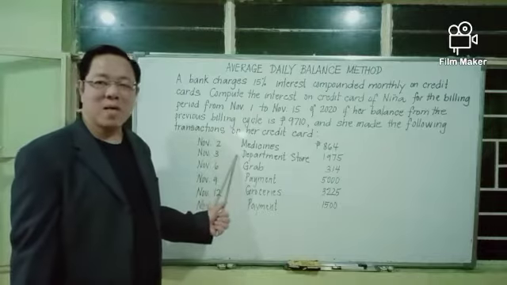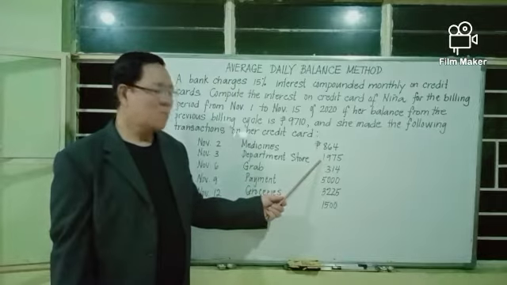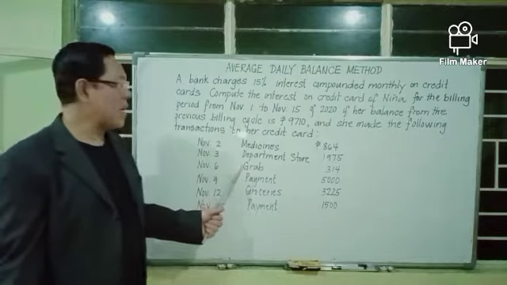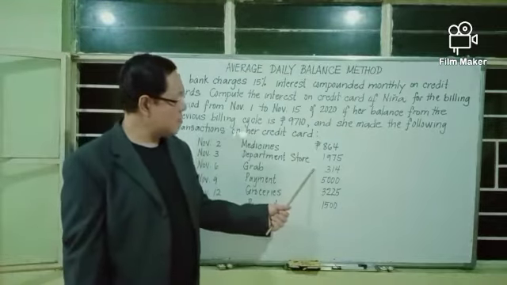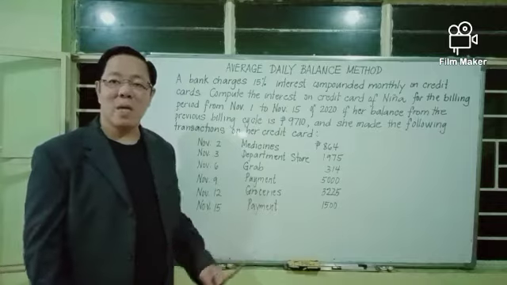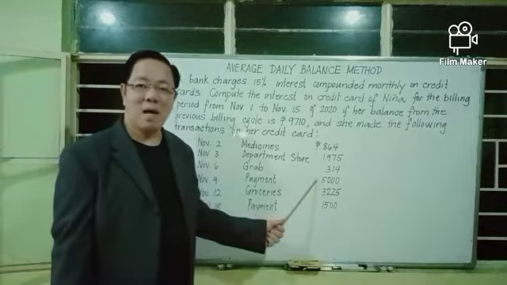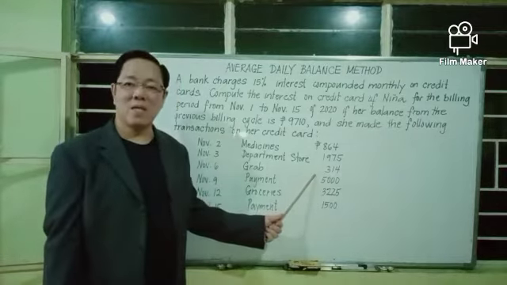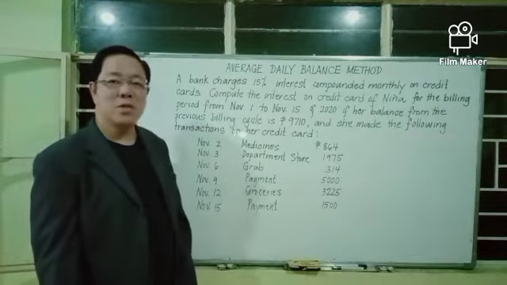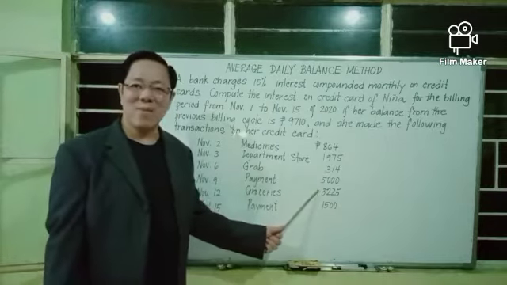On November 3, she made a purchase in a department store using her credit card, and she paid an amount worth 1,975 pesos. On November 6, she took a Grab, and she paid using her credit card, totaling 314 pesos. On November 9, she made a payment to the bank to reduce her credit card balance, an amount of 5,000 pesos. On November 12, she bought groceries and used her credit card again to pay the amount of 3,225 pesos.